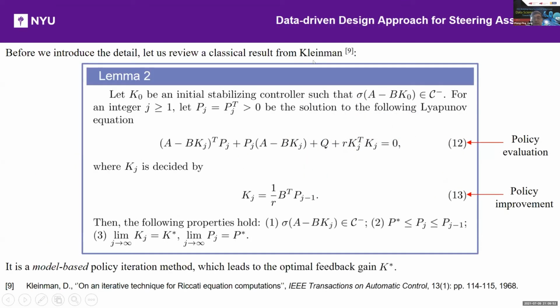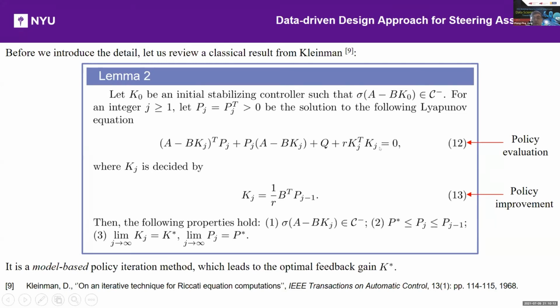The essential technique is based on Kleinman's algorithm, a recursive method to solve the Riccati equations. So policy evaluation, policy improvement. You find an approximate solution to the Riccati equation. This becomes basically linear matrix equations.